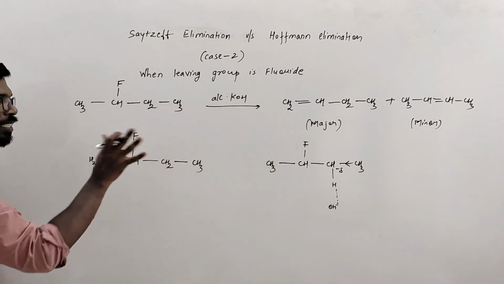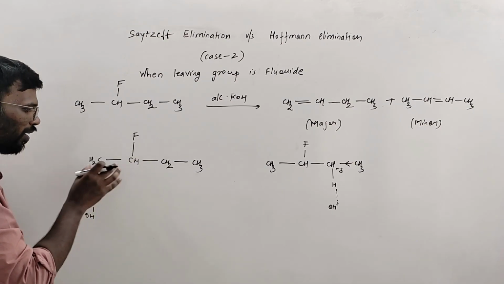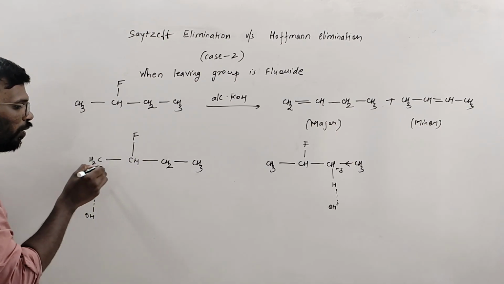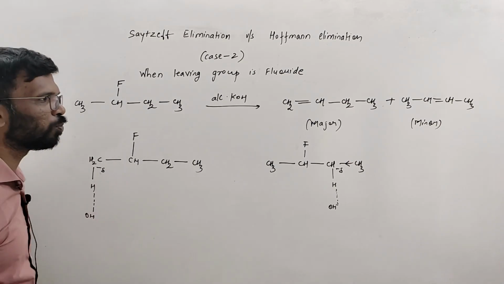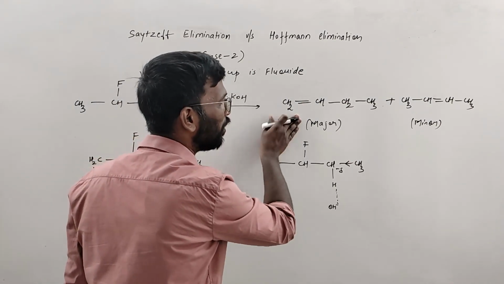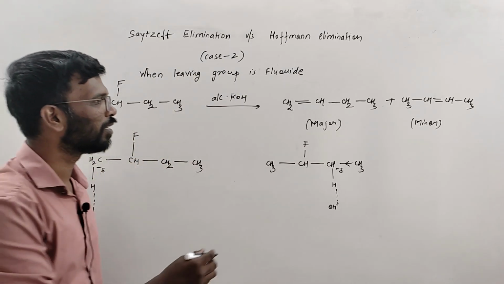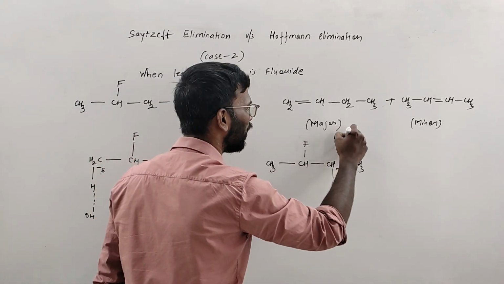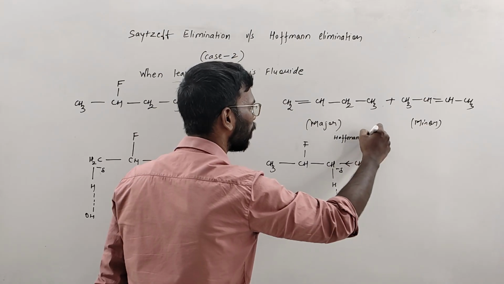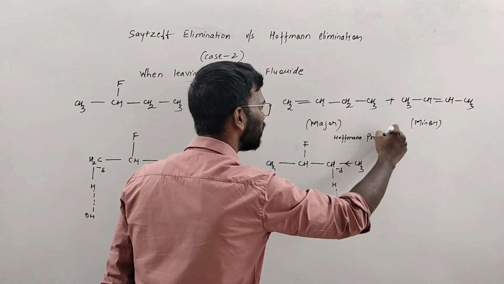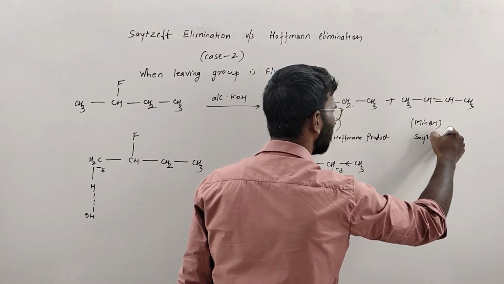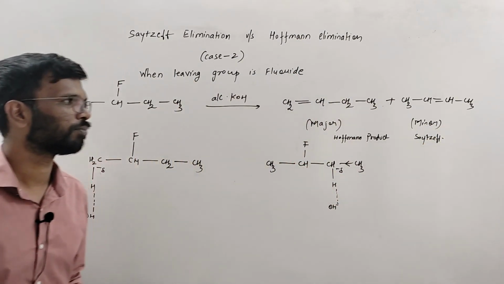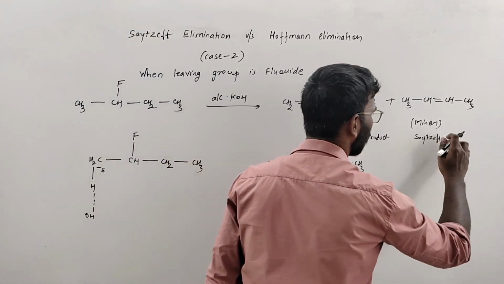So this is the mechanism which is going to be followed, right? Because here at least there is no one to donate. There is no alkyl group connected. So this negative charge is more stable. So your major product will be this. That is the Hofmann product. Hofmann product is major, and this is the Saytzeff product.